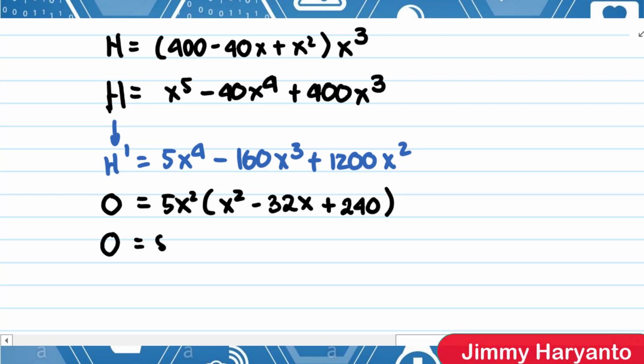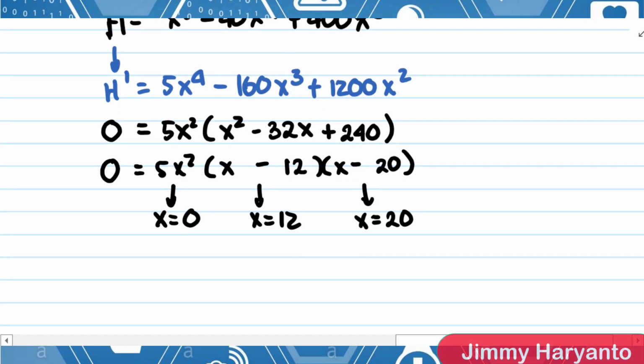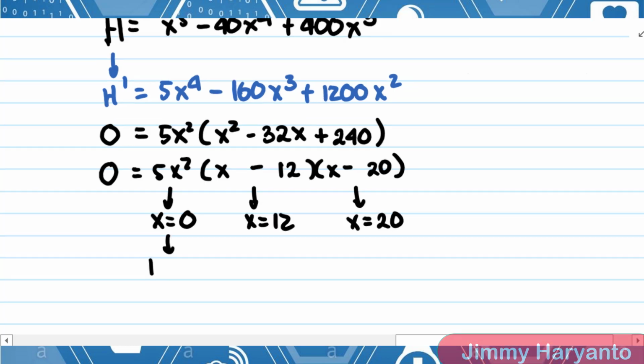Then I can factorize it one more time. So I will have x square and x square. Oh no, not x square and x square, x and x, and then this one is 12, and that one is 20, minus minus. Okay, so from this one I will have x equals 0, from this one I will have x equals 12, and for this one I will have x equals 20. We are not done yet, we have to find the value of y. For this one, not y, the h.